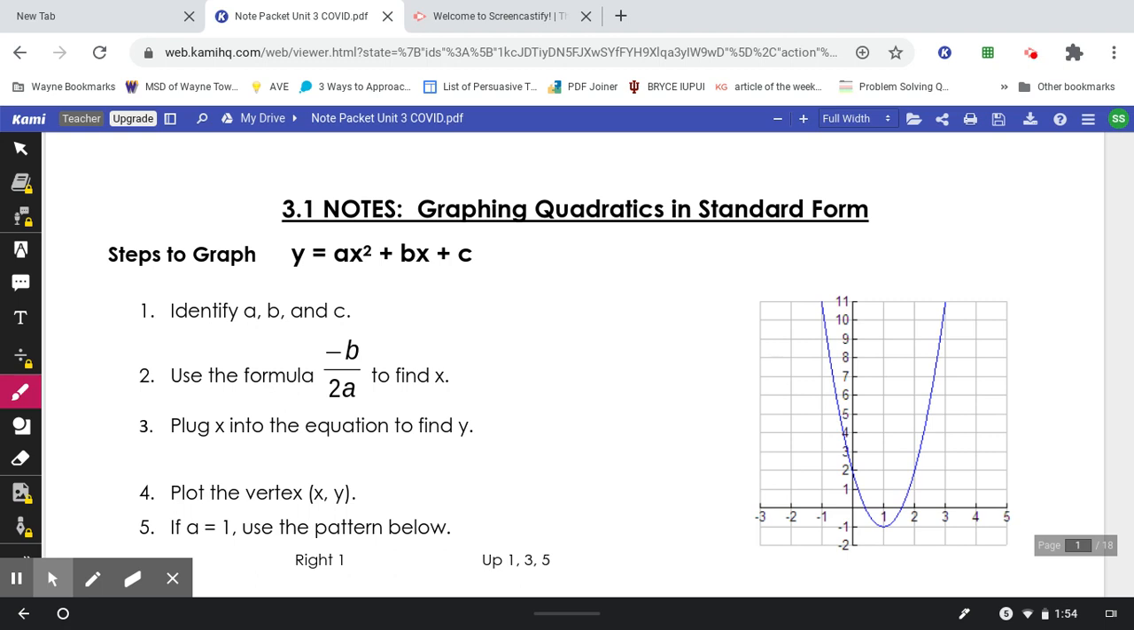These are the 3.1 notes for Algebra 2. We are starting a new chapter all about quadratics. Quadratics is anything that has an x squared in it. So today we're going to be graphing in standard form. This is what standard form looks like.